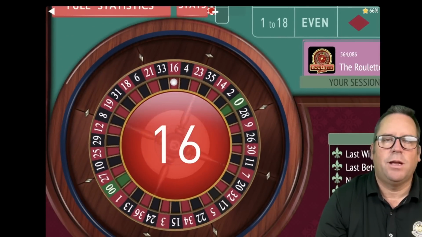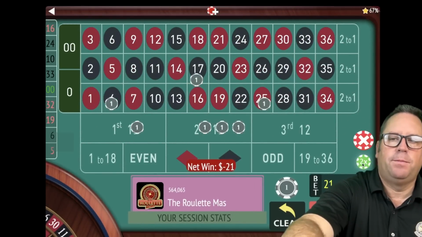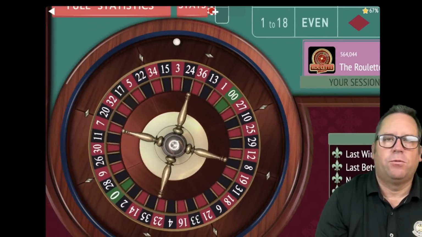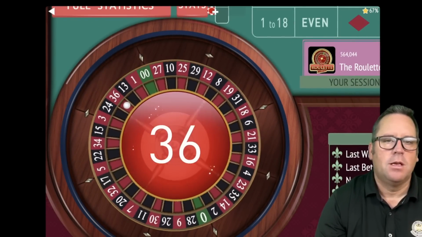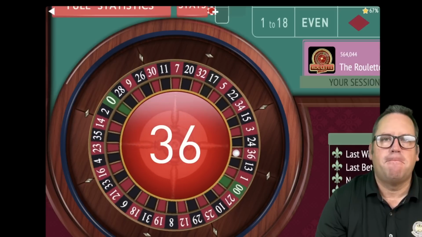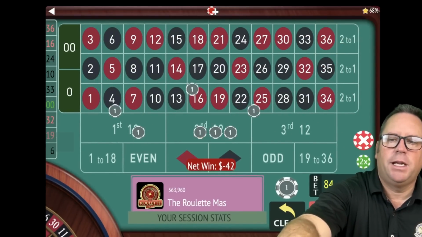That's a 16 red. Lost that one. Let's go ahead and double. No more bets. To 42. Here we go. That's a 36 red. We lost again. Let's go ahead and double, and we'll be at 84.